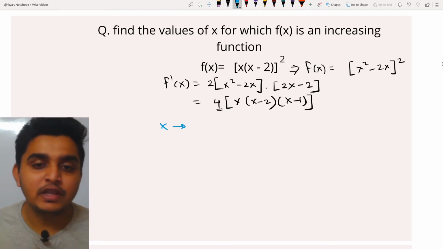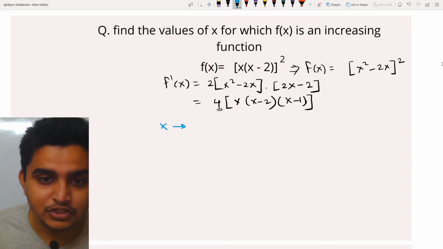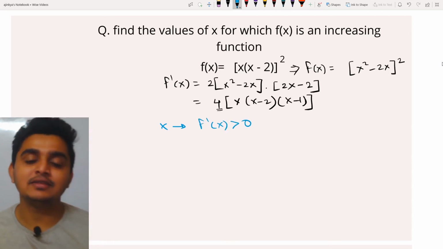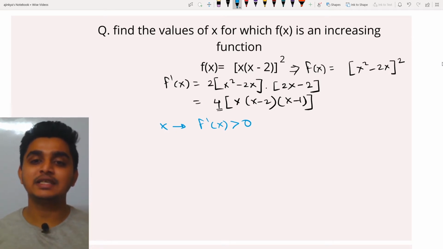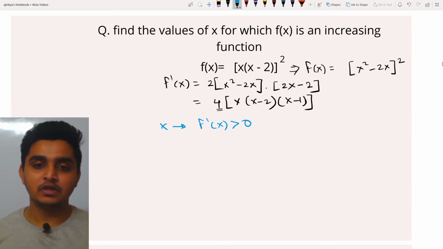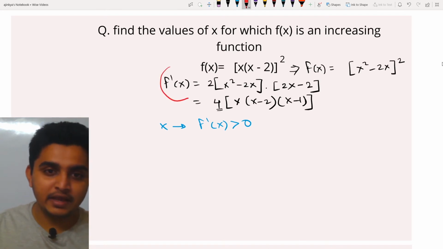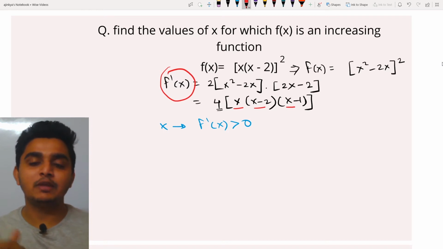So x values we can insert directly, but for an increasing function we know that f dash of x should necessarily be greater than 0. So we have to find out the values of x such that f dash of x is greater than 0, right? And here we have 3 terms. So how can we exactly go through this f dash of x having these 3 terms to be net positive?